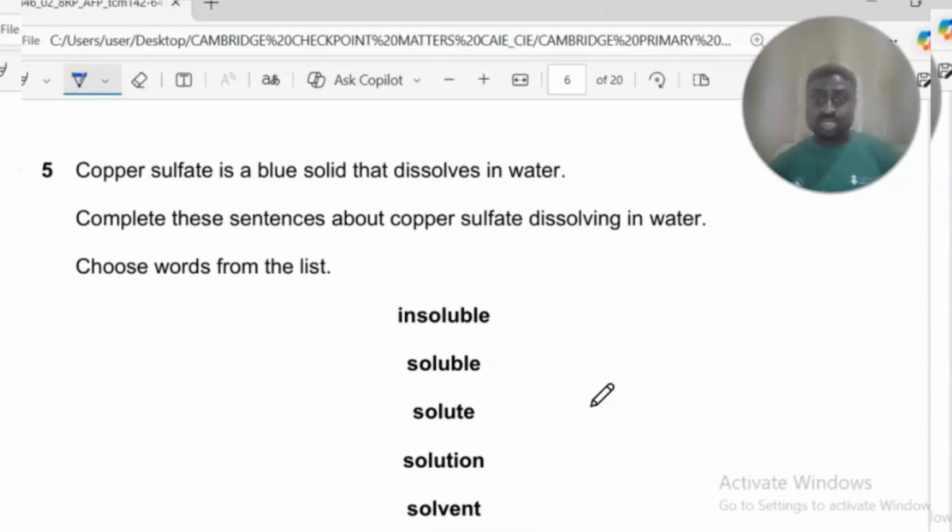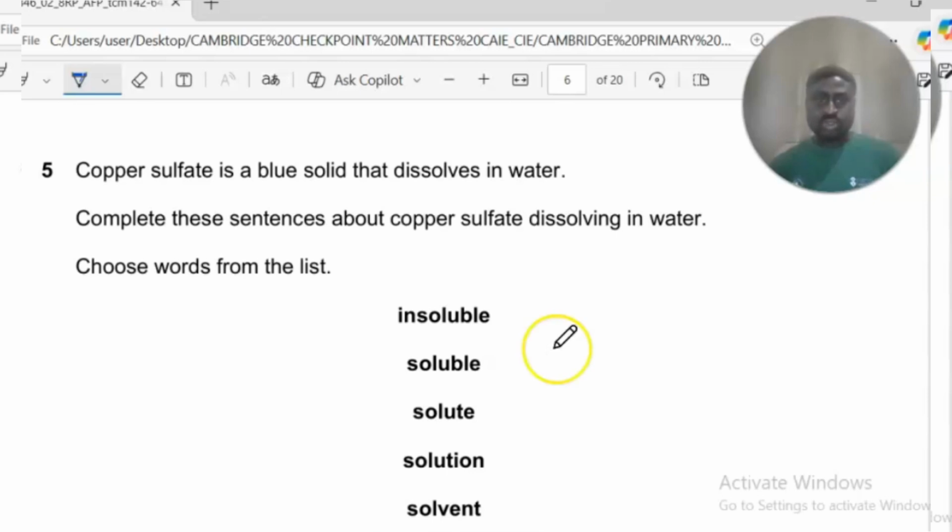Because when you're dealing with substances in chemistry, you have to look at their physical properties, you have to look at their chemical properties, and other properties that define them to be the elements, the molecules, or the compound they are. So copper sulfate here is a blue solid that dissolves in water. You can also look at the appearance of substances in most analysis. You also look at their structure, you look at their state of matter, is it solid, liquid, or gas, and so on. The question now demands, complete these sentences about copper sulfate dissolving in water.